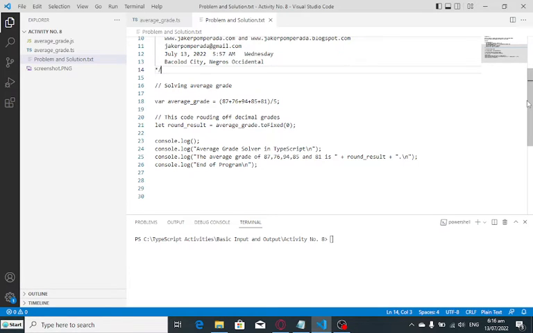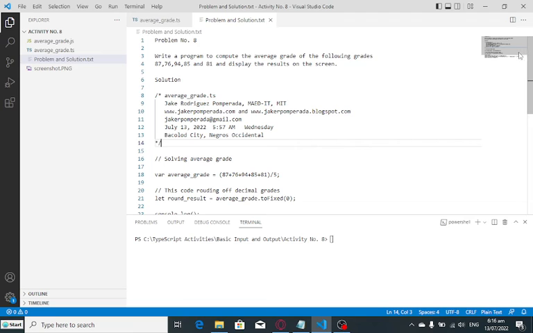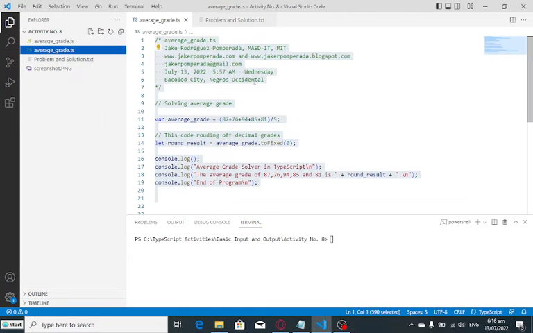So let's get started. We have here a machine problem. Write a program to compute the average grade of the following grades: 87, 76, 94, 85, and 81, and display the results on the screen. Okay, so let us go with our file.